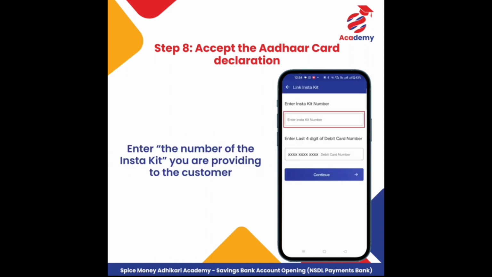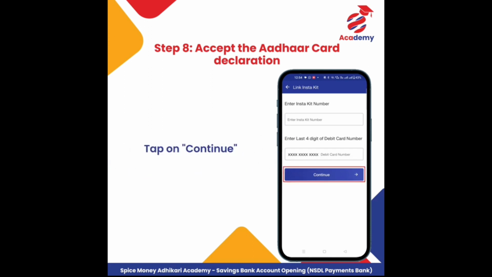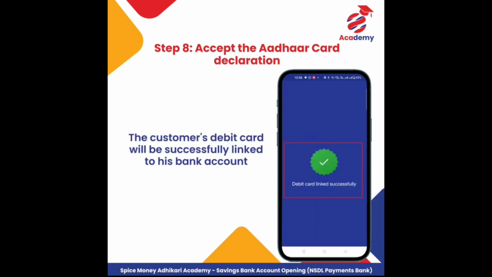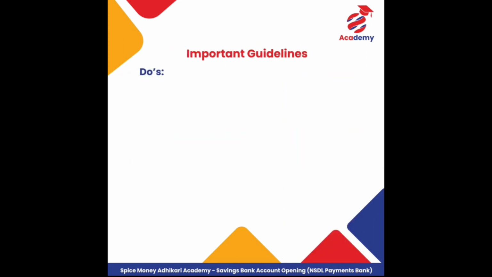Enter the number of the InstaKit you are providing to the customer. Enter the last 4 digits of the debit card that is provided in the InstaKit. Tap on Continue. The customer's debit card will be successfully linked to their bank account instantly. You can download the receipt and share it with the customer. Now let's learn what you need to keep in mind while opening a customer's saving account in NSDL Payments Bank.